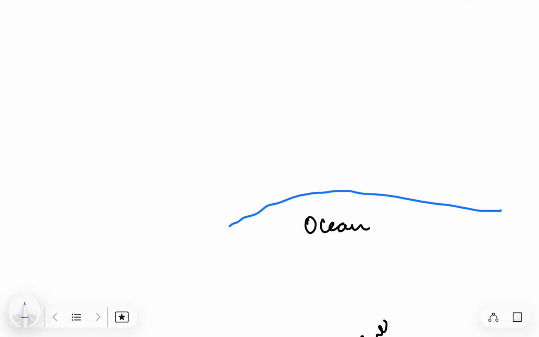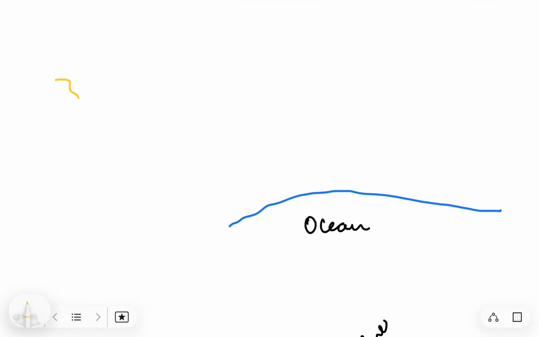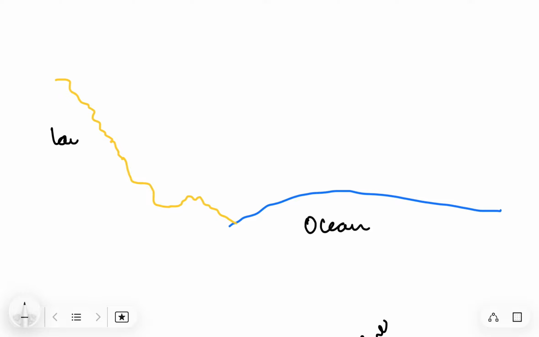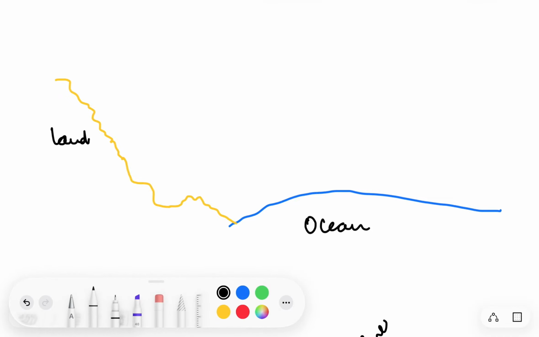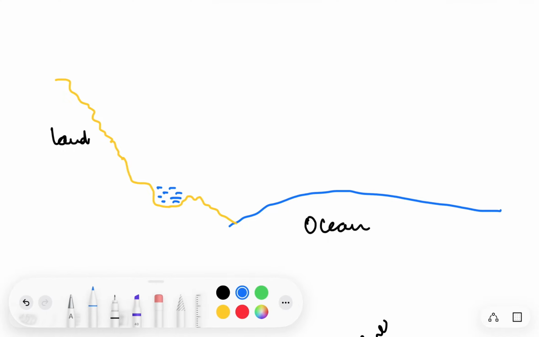This is our ocean, and here we have the mountains, surfaces, then we have some surface water. Now here, this is our land, and here some is open water.